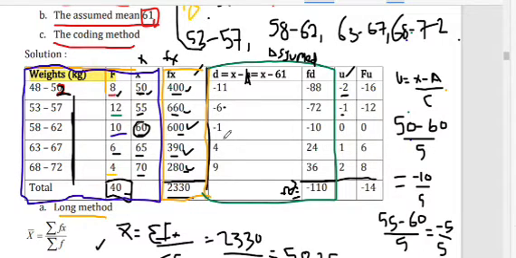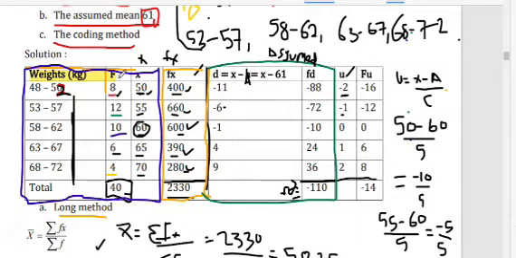So that is how we do that. Now let's see, 60 minus 60 is 0. 0 divided by 5 is what? 0. That's what got 0 here. 65 minus 60 is what? 5. 5 divided by 5 is what? 1. 70 minus 60 is what? 10. 10 divided by 5 is what? 2. Now how do we get fu?